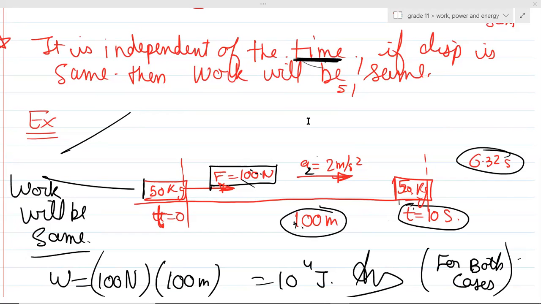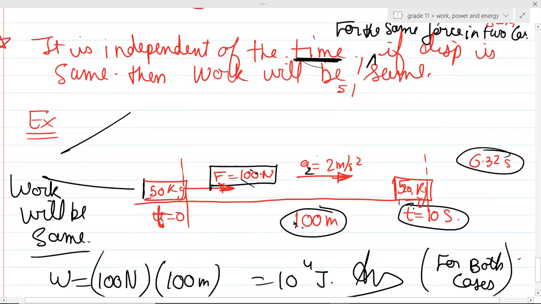Okay, fine, I will write it down. For the same force in two cases, if the displacement is the same, then the work is the same. Is this clear? Yes, sir. That makes sense.